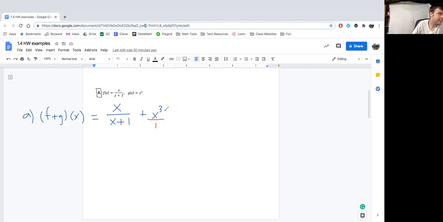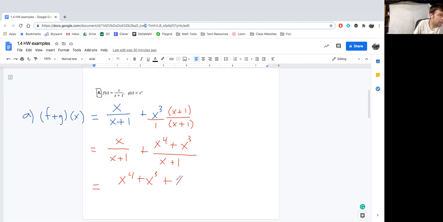So to get a common denominator, I need to multiply by x plus 1 on the top and the bottom here, so that I get x over x plus 1 plus x to the 4th plus x cubed over x plus 1. Now I can put these together into a single fraction so that we end up with x to the 4th plus x cubed plus x over x plus 1. And that would be our sum of the functions f and g.